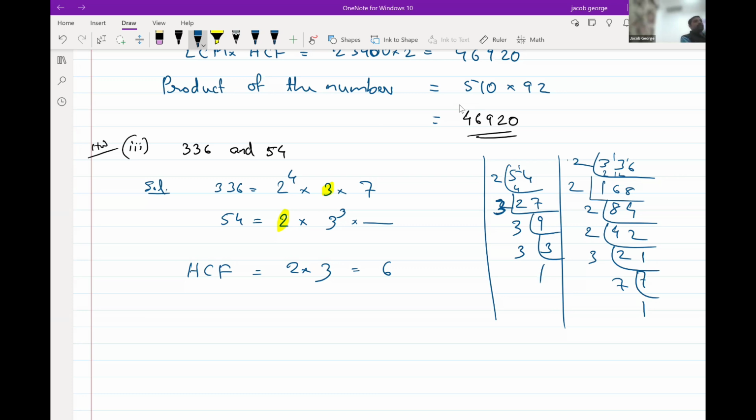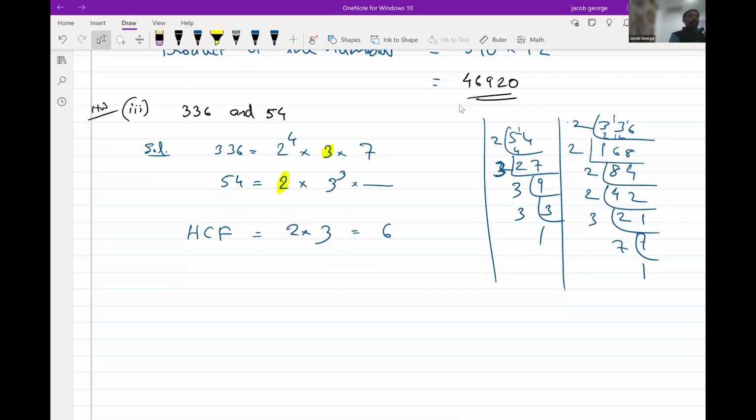Okay. Now next is LCM. HCF is 6. LCM is 2 raised to 4 into 3 cube into 7. Is it clear how it is written? 2 raised to 4, from the first one. The highest power should be taken. Next is 3 cube. Next, non-common factors also we can take. So it is 7.